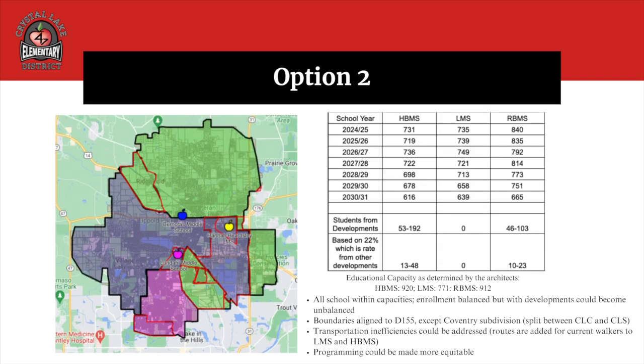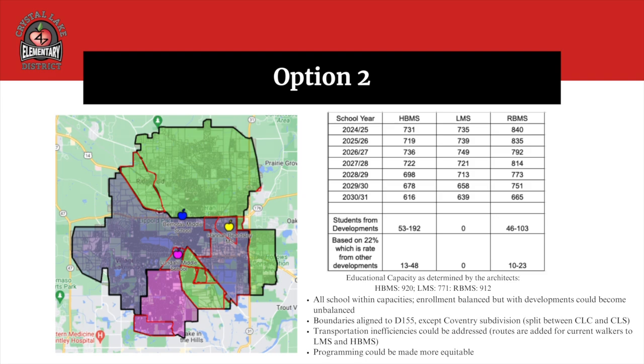Option 2 that was brought forward to the board as a recommendation is very similar to option 1, with the difference of taking the neighborhoods directly around Lundahl and directly around Hannah Beardsley and having them be bused to Bernotis. You can also see the chart that shows what happens with our buildings here with enrollment. The main difference between this one is that it puts more students aligned to the 155 maps.